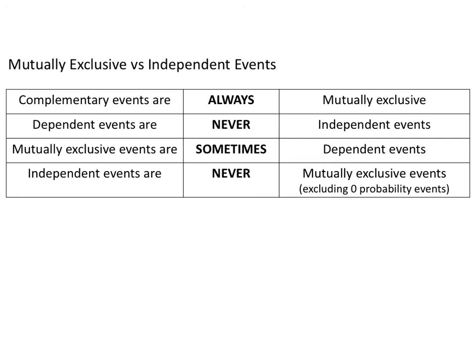So here's a table that just kind of breaks down some common different situations. So complementary events, that means like one yes is happening versus no not happening. They're always mutually exclusive. You can't both happen and not happen at the same time. Dependent events, so not independent, are never independent. Obviously, you can't be both independent and dependent at the same time. Mutually exclusive events are sometimes dependent. It just depends on the situation. But independent events are never mutually exclusive unless you have a zero probability event. So if you know they're mutually exclusive, they are not going to be independent, and vice versa.